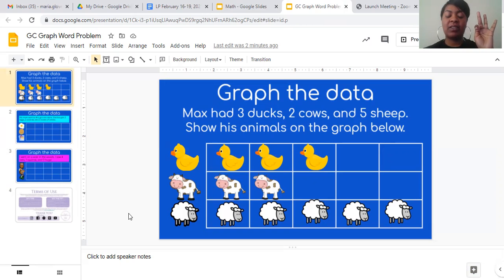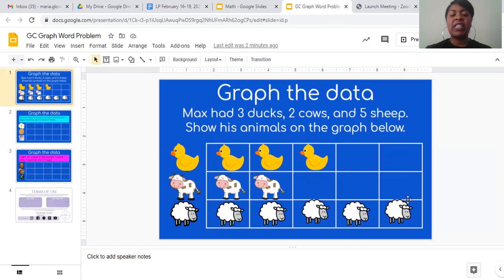And I can even go to my data and make sure that is correct. Let's see. So right here, he has 2 cows. Right here, there are 2 sheep, but there are 1, 2, there are 3 more sheep than there are cows.